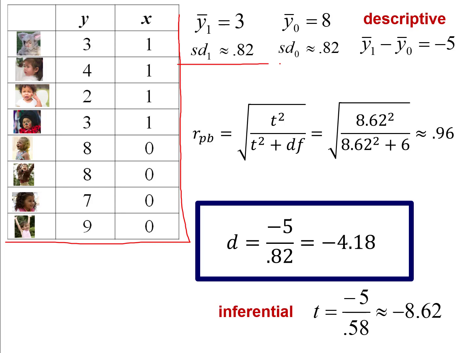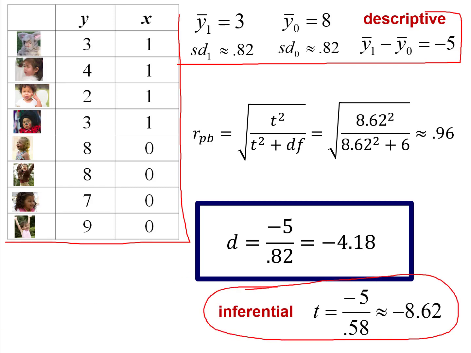And at the very top, I have those descriptive statistics that we calculated previously. And at the very bottom of this page, I have that t-test that we calculated previously for this example. And then in the blue box, I have the D statistic that we calculated just a little while ago. We got a D statistic of negative 4.18, meaning that there was a little more than 4 standard deviations of difference between these two groups, which was a gigantic, enormous type of effect size.